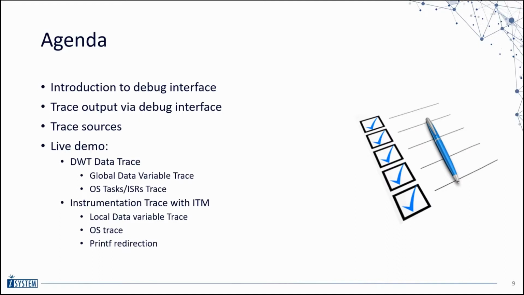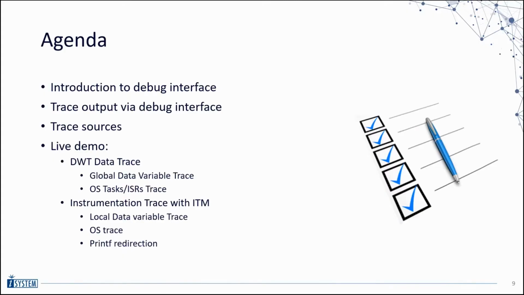extensively about debug and trace interfaces of ARM Cortex-M based microcontrollers and trace outputs via them to analyze runtime behavior. Followed by that, we look closely at trace concepts and trace sources such as DWT, data watchpoint and trace, and ITM, instrumentation trace macrocell. At the end, there will be a live demo session presenting various trace use cases such as function trace, data trace, OS tracing and profiling, as well as printf-style event output on the console.